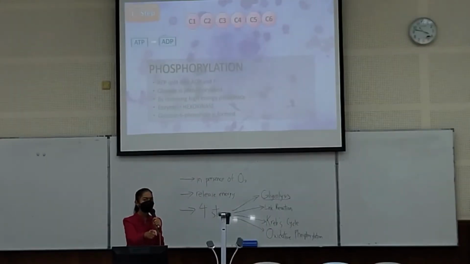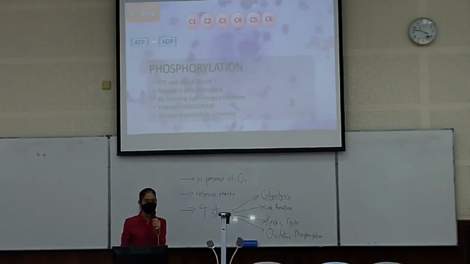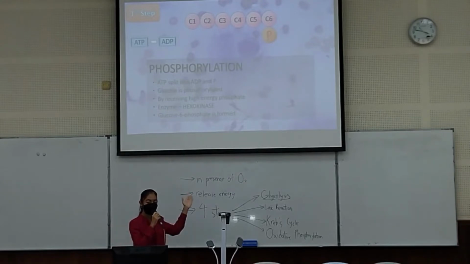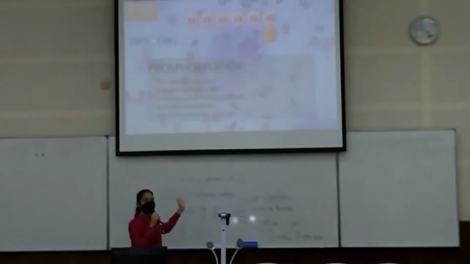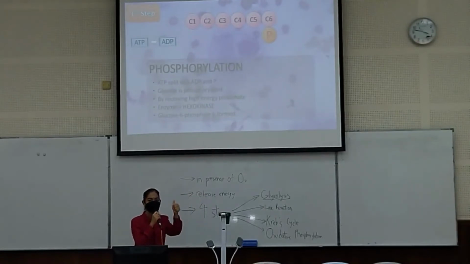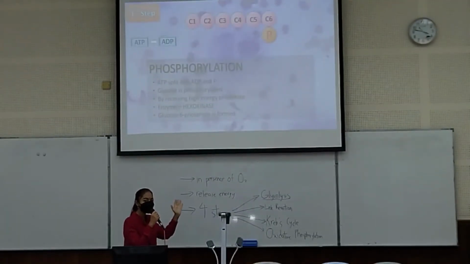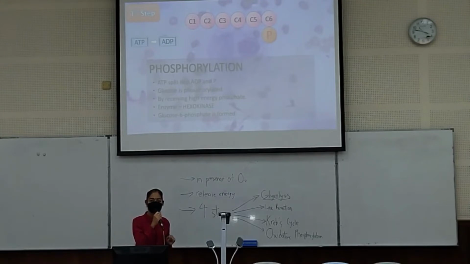But where is the phosphate in the animation? Why are we showing ADP only? Here comes the phosphate. The phosphate attaches to the glucose structure, just like this. You see, the phosphate from the ATP split and attached to the 6th carbon of the glucose. We call this process phosphorylation. The glucose is phosphorylated by receiving a high energy phosphate from ATP.